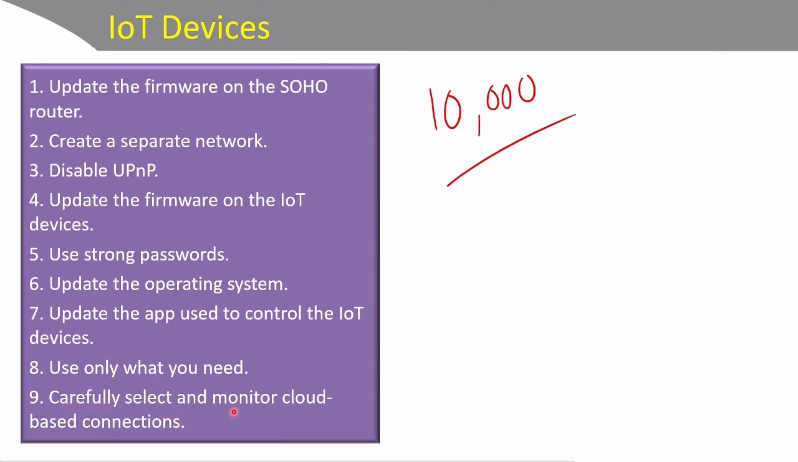And 9, carefully select and monitor cloud-based connections. If your device relies on the cloud for control, then be very careful with the manufacturer you select. You might have a device that connects to your wireless network and you are connecting directly to it via the IP address or through DNS to your router. But if it's cloud-based, you have to be very careful.